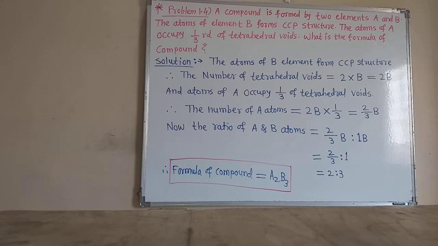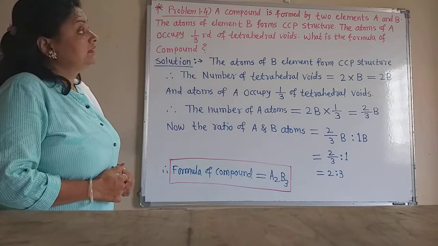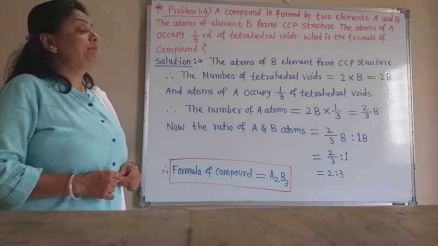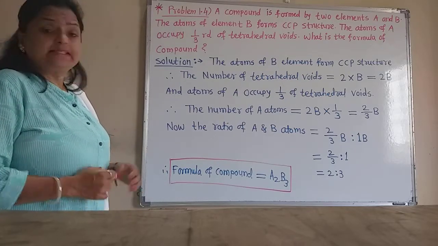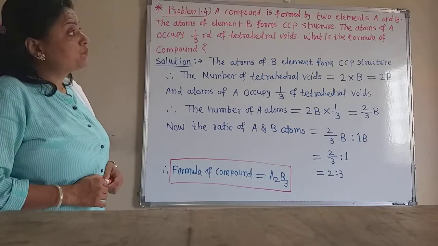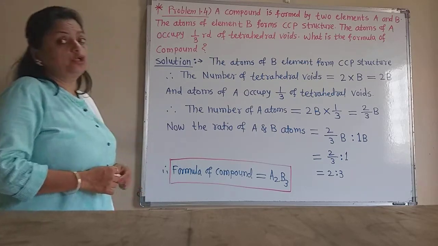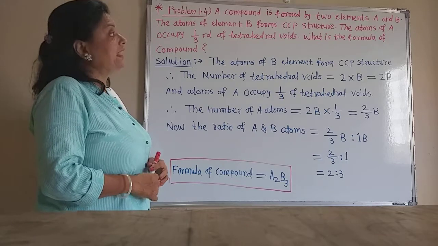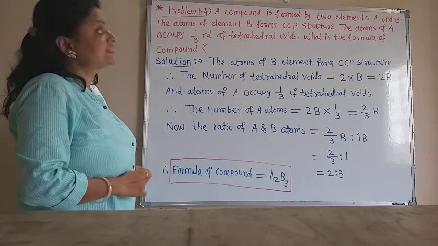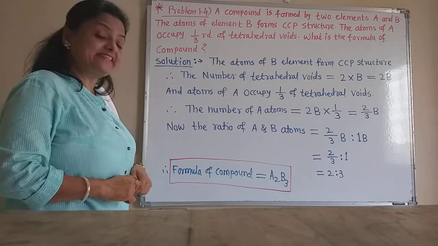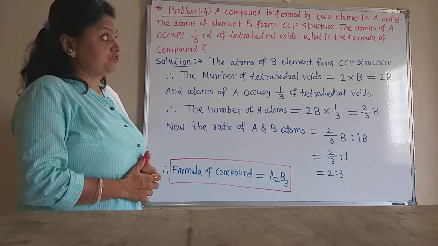Now see students, this is the new problem, problem number 1.4. In it, they give us the CCP type of structure. CCP means HCP, similar, that is the face-centered structure. A compound is formed by two different elements, A and B. The atoms of the element B form a CCP structure, that is the FCC, face-centered cubic structure.